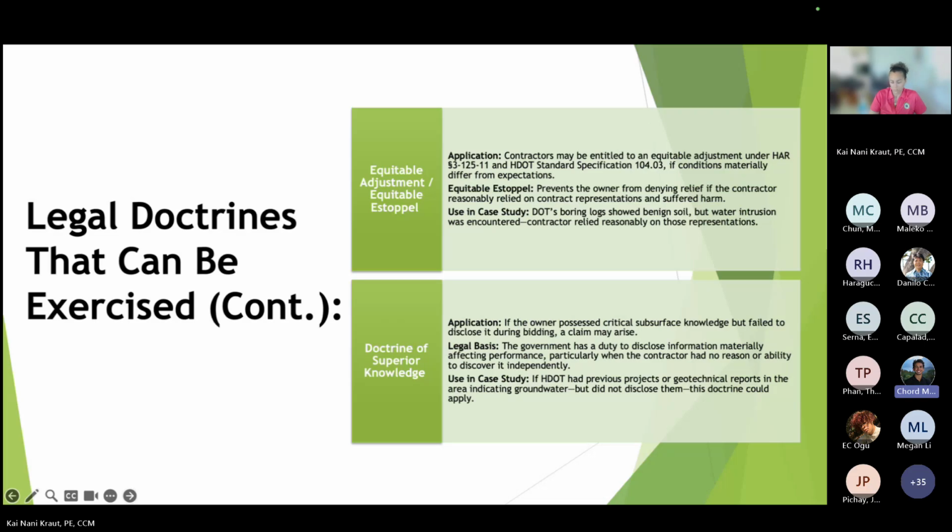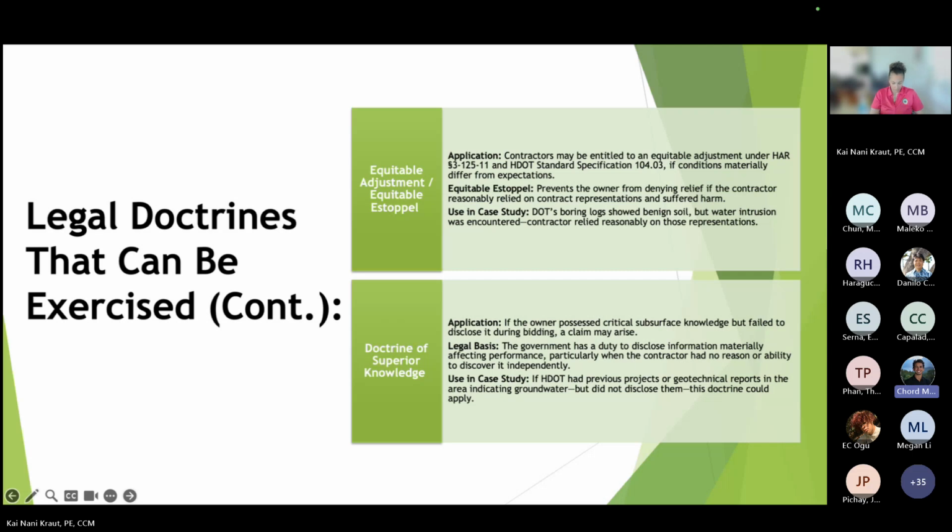So just to go a little bit more into detail, if the owner possessed critical knowledge but failed to disclose it during bidding, a claim may arise. The government has a duty to disclose information materially affecting performance, as Kai went through, particularly when the contractor had no reason or ability to discover it independently. Obviously that would be going through their independent site investigation, their due diligence. So if they had no reason or ability to discover it independently through their due diligence, then that is when this could potentially be exercised.